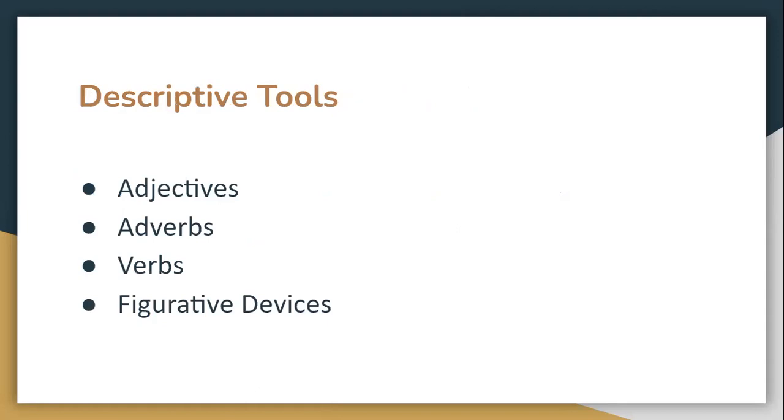All right, the key descriptive tools that we'll be looking at are as follows. So we'll be looking at adjectives, adverbs, verbs, and figurative devices, all of which we have covered before, but we'll go into further detail. Now, adjectives are a part of speech that modifies nouns. Adjectives tell us more about a noun.